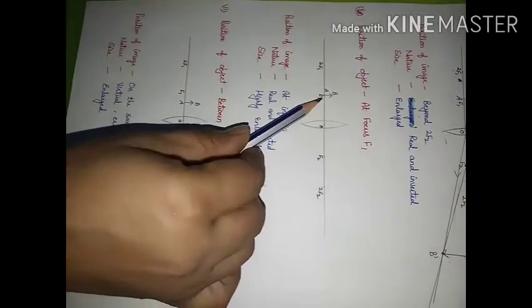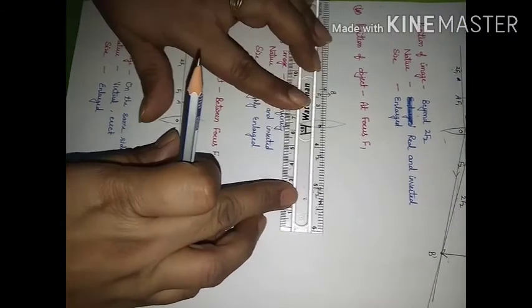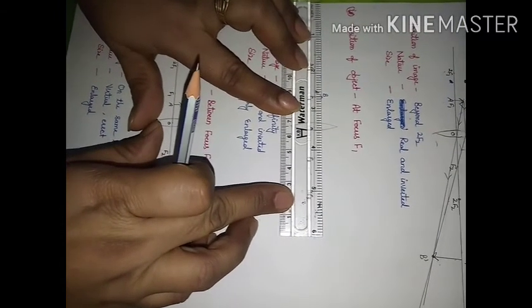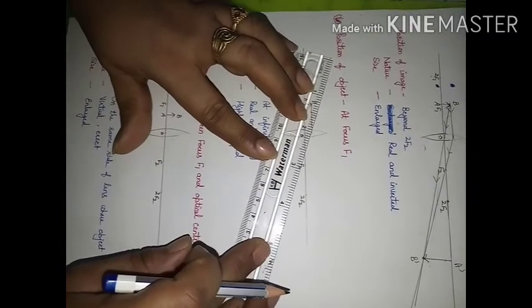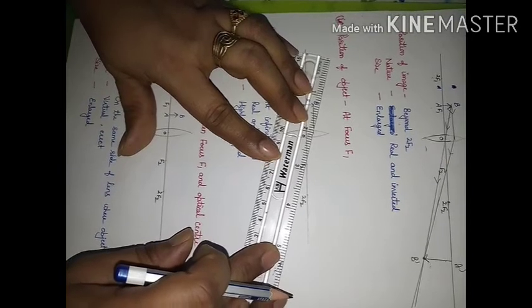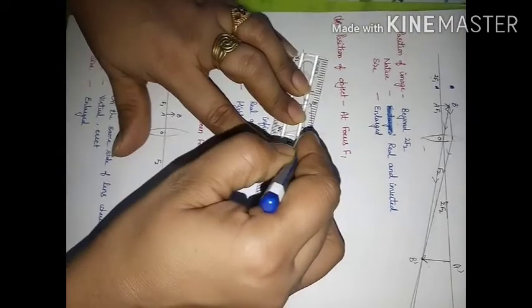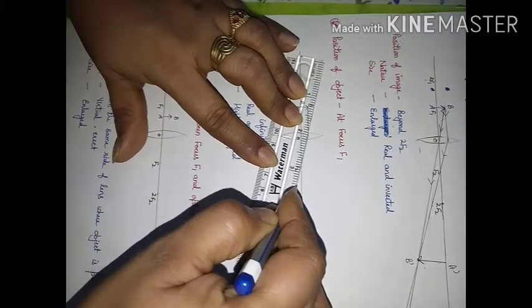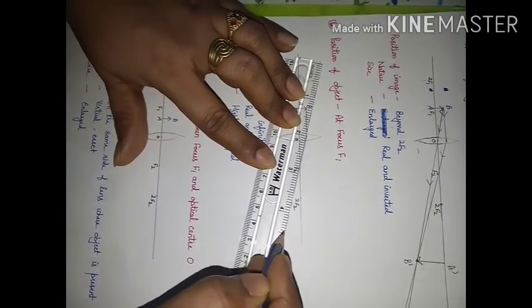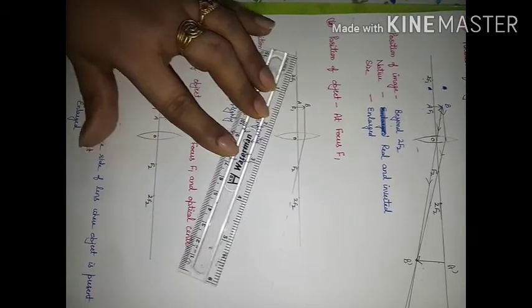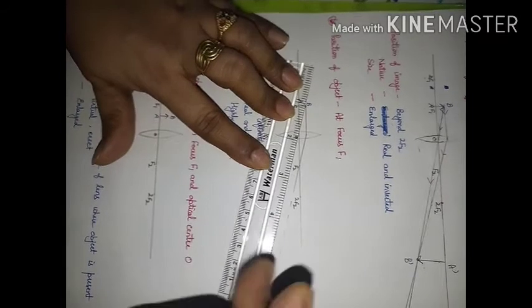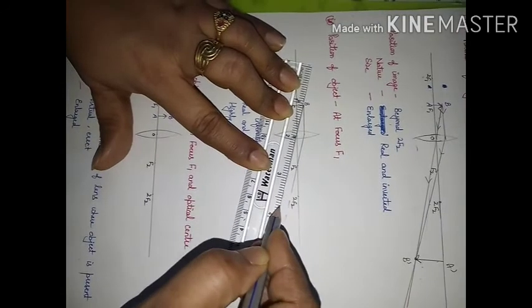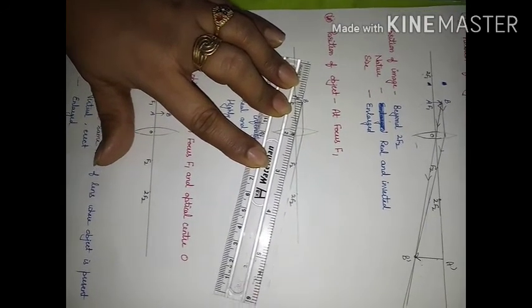Next case, when the object is kept at focus. Again we will consider a ray of light that is parallel to the principal axis. After refraction, it will pass through the focus. And this is a ray of light that is passing through the optical center, coming from this point. So we will consider that these rays will meet at infinity.